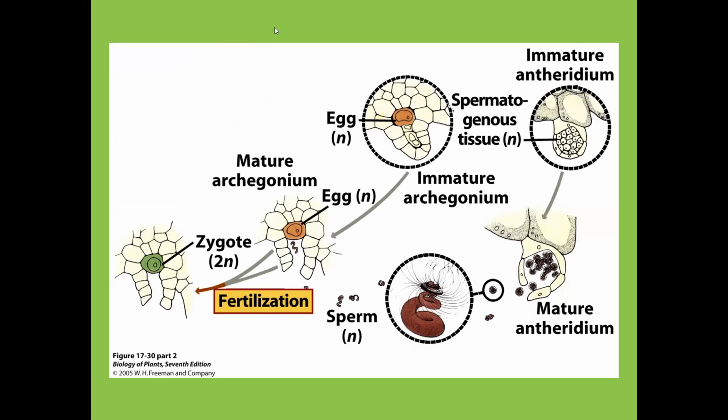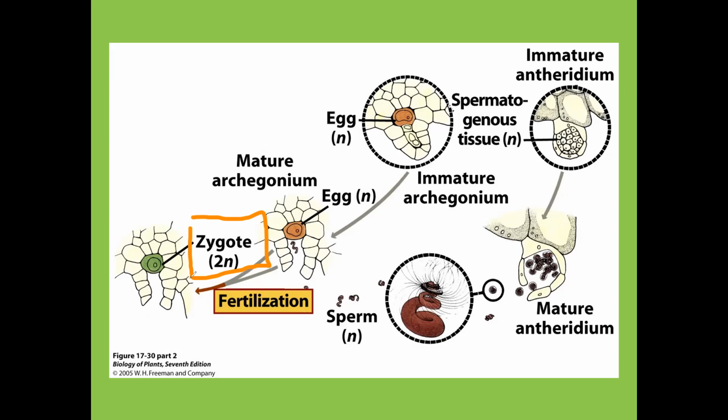Eventually sperm will leave, right? Here's sperm leaving. Sperm will leave and swim, swim, swim, fertilize the egg, shown here, fertilization. And when haploid sperm and haploid egg fuse together, the result is your 2N zygote, right? 2N zygote.